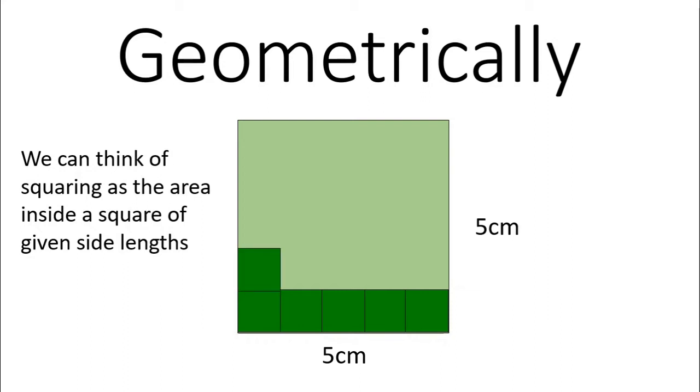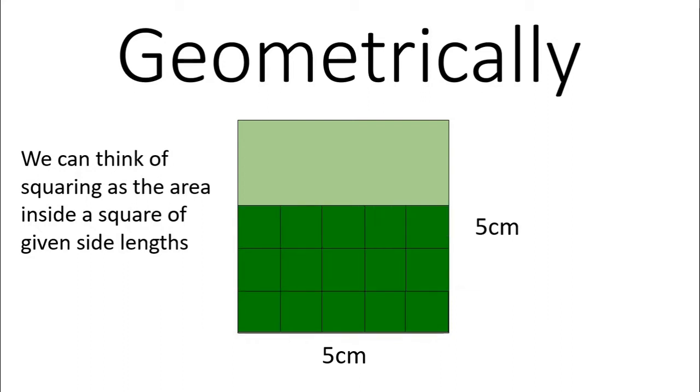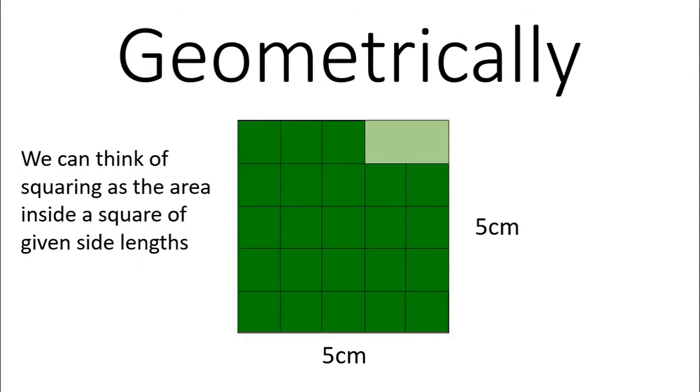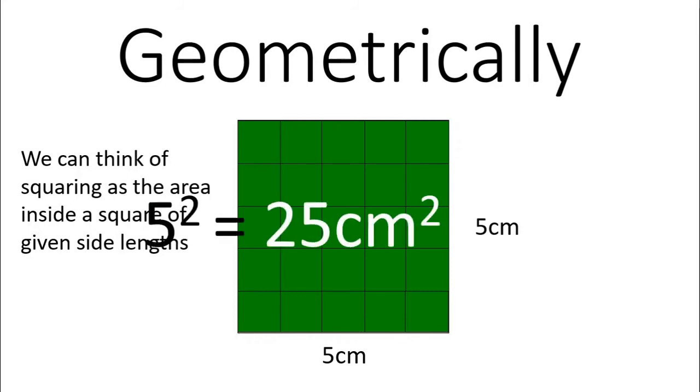So 5 plus another 5 plus a third 5, fourth 5, and fifth 5. That's 5 times 5. If you count the squares inside the area of this square, there are 25 squares, which is why we say this is 25 centimeters squared.